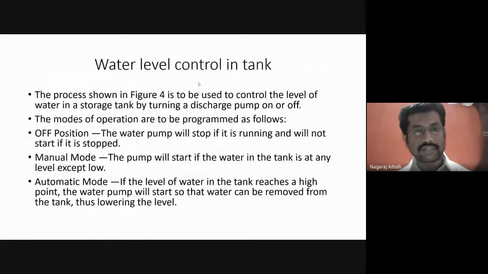This is for controlling the level of water in a storage tank by turning a discharge pump on or off. The modes of operation are as follows. Off position: the water pump will stop if it is running and will not start if it is stopped. What is meant by off position? When you turn the motor off, the water pump will stop pumping and will not start if it is stopped. Once it is stopped, it cannot start until you manually start it, or it starts automatically.